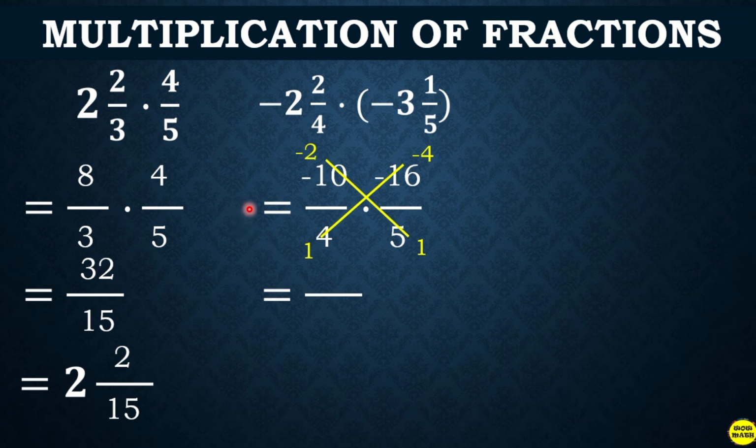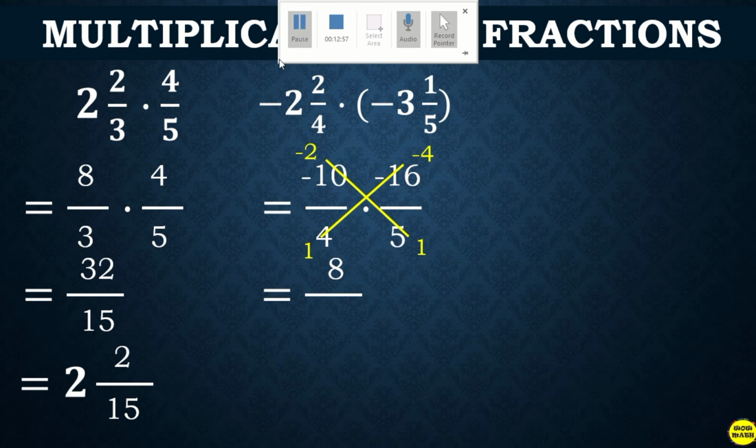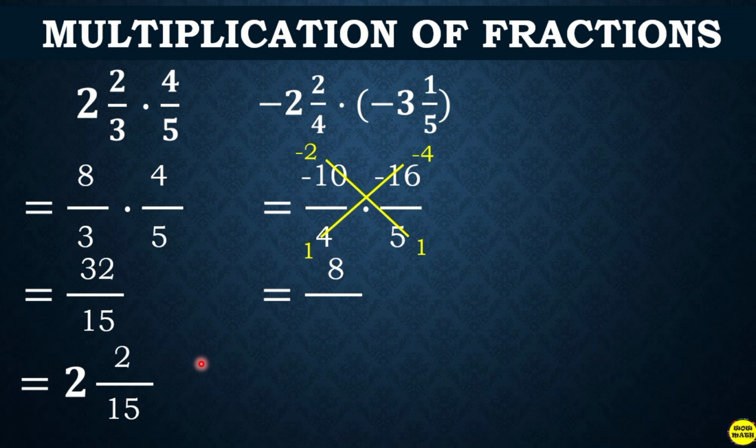So, therefore, we will have negative 2 times negative 4. Same sign sila. So, we will have positive 8. And then, 1 times 1. Okay, so we have positive 8. Bakit positive 8? Kasi same sign sila. And then 1 times 1, that is positive 1. Okay, now, hindi naman pwedeng 8 over 1 ang sagot natin. So, 8 divided by 1, that is positive 8.